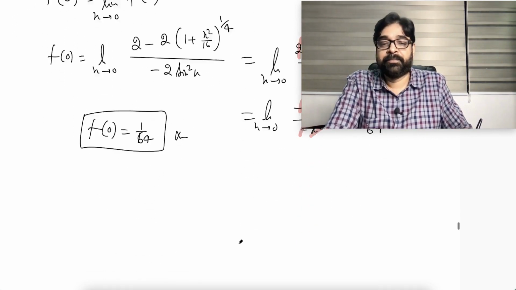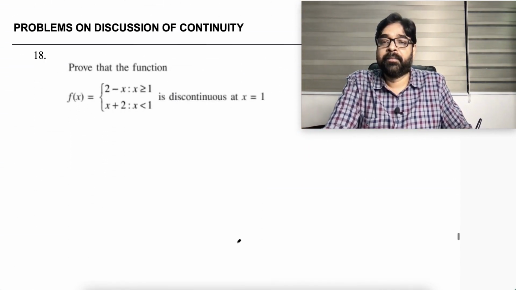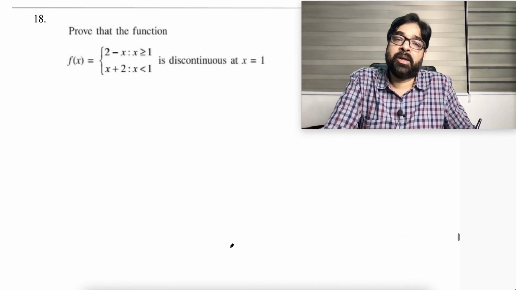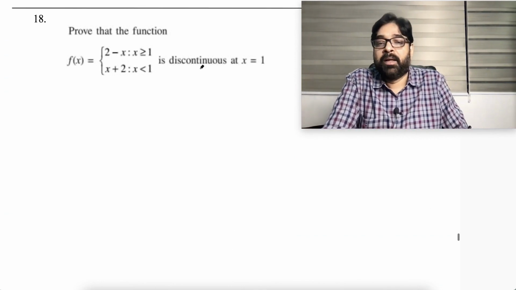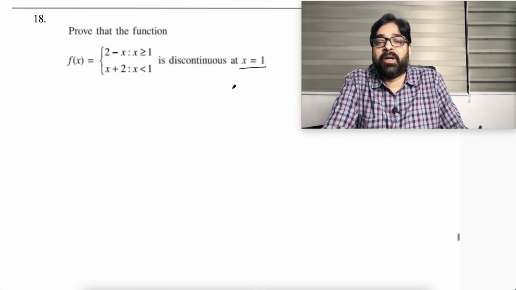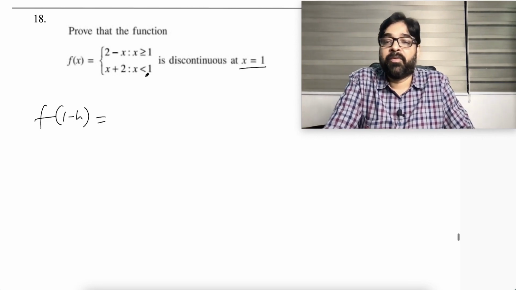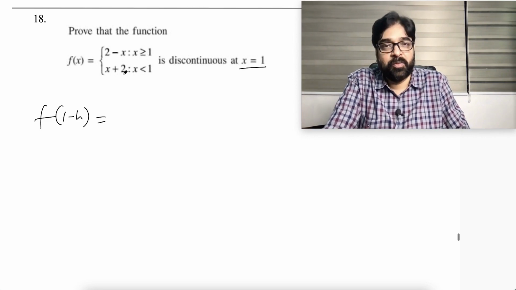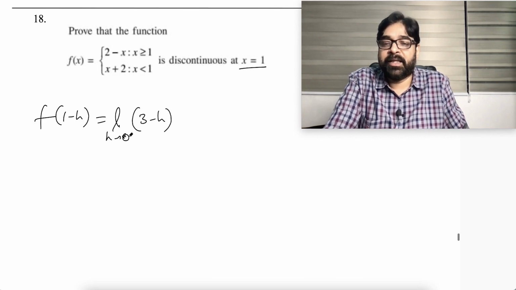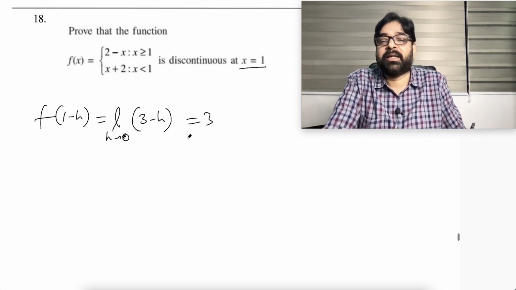Next one. Oral question, nothing has to be done. At 1 we have to check. F of 1 minus h, from where will it be defined? It will be defined from here. So 1 minus h plus 2 means 3 minus h. That will become 3 minus h, and as h approaches 0, this is the else form of the limit, directly 3.